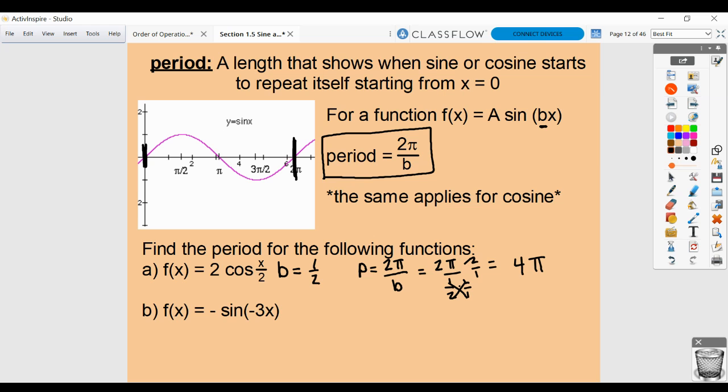In the second example, negative sine of negative 3x, b is negative 3. So the period would be 2 pi over negative 3. Pretty simple.